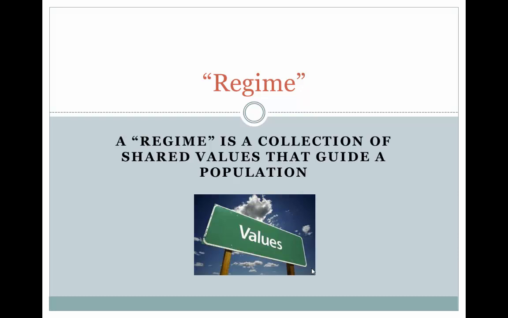Different from a nation, which we could define in a lot of ways. You can look that up on Webster, Wikipedia, in your textbook. But essentially the nation is that political unit that has borders and a government and all the nuts and bolts involved in us having our nation we call America. But underneath that is our regime, our collection of shared values.